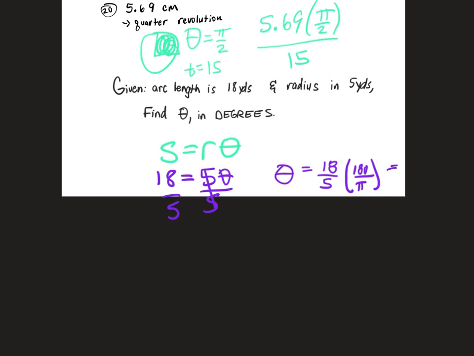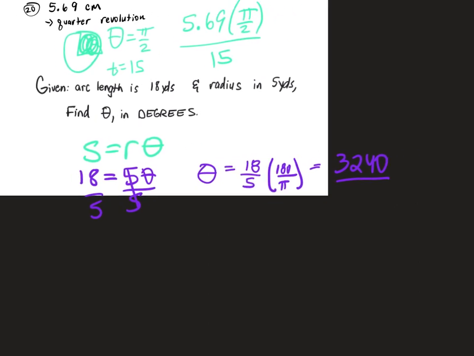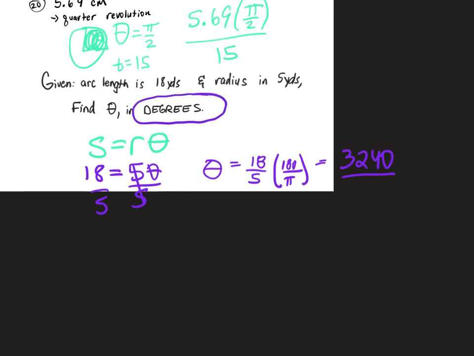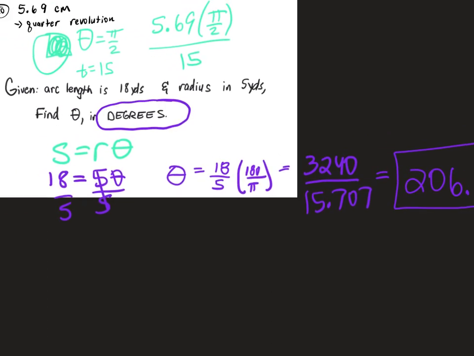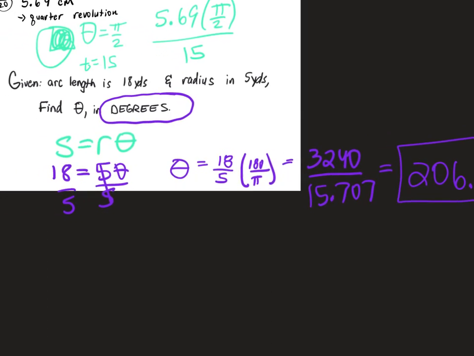3,240. Okay. And then what's 5 times pi? 15 point, I just did this. 15.707, something like that. And then when you divide that out, I think you get about 206 point something degrees. You have to do that extra step, guys, because they're asking you for the angle in degrees. Super duper important.